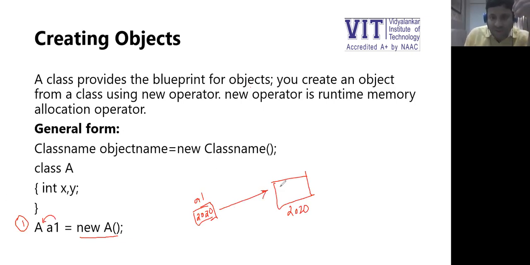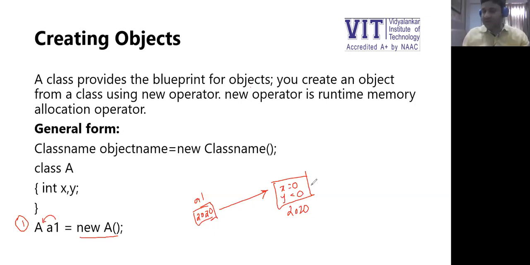Now this memory will have X and Y. There is something called a default constructor, which gets created every time the object is created, and which will initialize my data members with the default value of the data type. So the data types for X and Y are integer, default value 0. So X and Y will be initialized to 0. This is what happens when we actually write this statement: class name, object name equal to new class name.